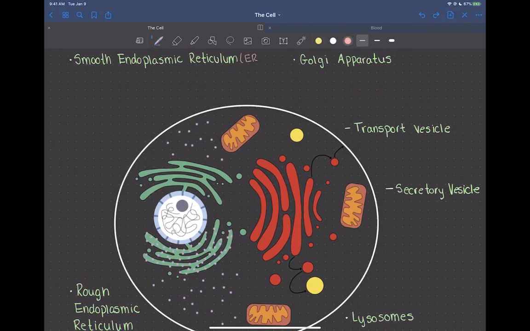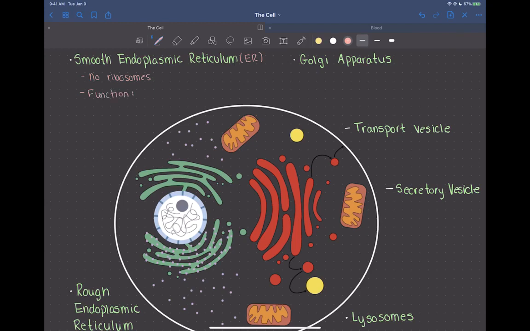There are two types of ER. There's smooth ER and there's rough ER. The rough ER is going to have ribosomes attached to it and the smooth ER will not. So let's talk about smooth ER first. Smooth ER has no ribosomes. And then let's talk about the function of smooth ER.